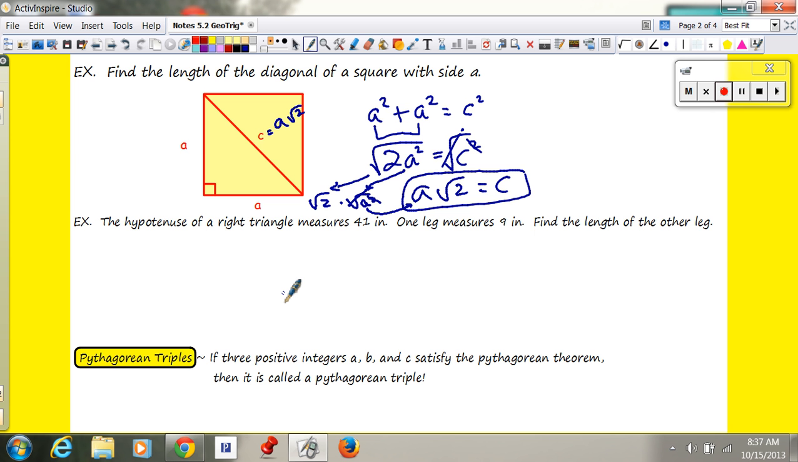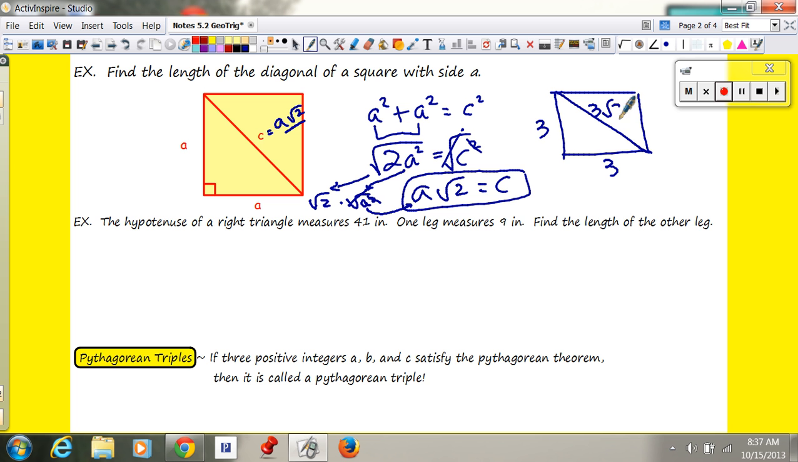Now I want you to look at something here. Notice how both sides were a's. And what was my hypotenuse? A radical 2. Let's say that I had a square and both sides were 3's. Then what do you think this hypotenuse is going to be?